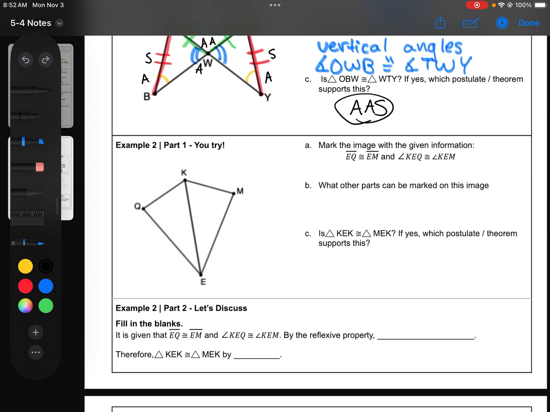Okay? So moving on to example 2. This is a part where you should pause the video and try it yourself. I'm going to go ahead and go over it. So if you don't want any spoilers, you can go ahead and pause the video so you can do it and then watch.